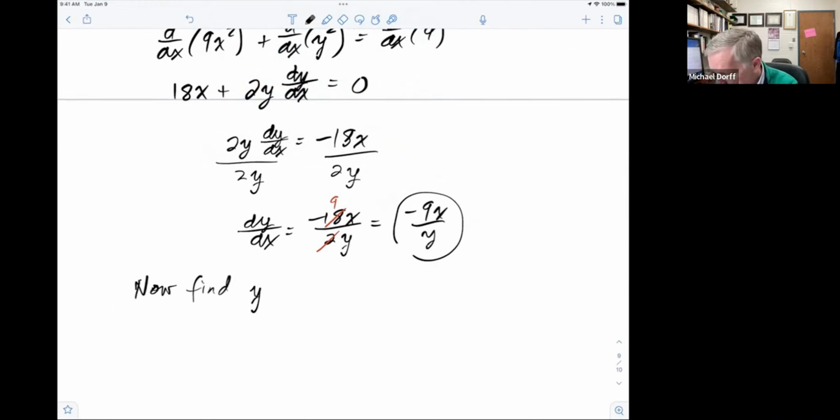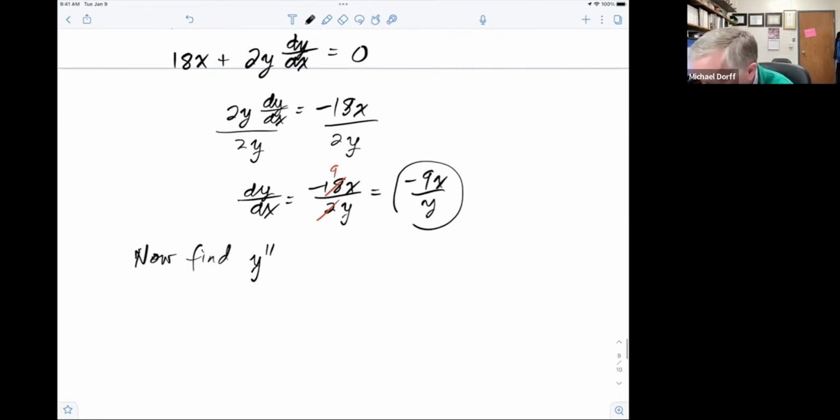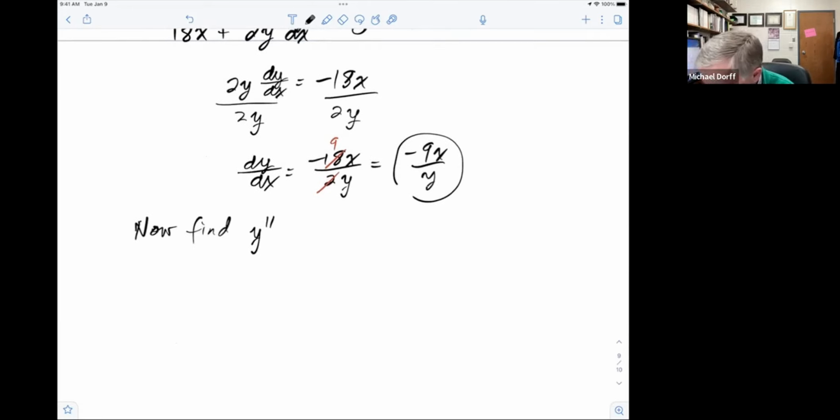Now find y double prime. I'm going to change that little nib on my pen here. So to do this, we're going to use the fact that the second derivative is the derivative of the derivative.